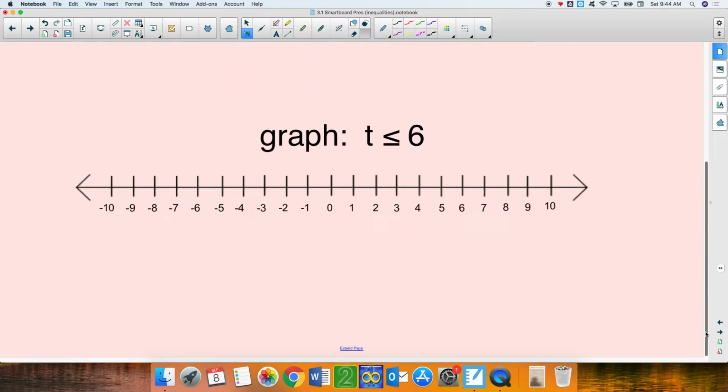The next graph, t is less than or equal to 6. I'm going to put a circle at 6. This time, it's also equal to, so I need to close in my circle. And this is a less than symbol, so for less than, I'm going to shade left. Again, I'm putting an arrow to show that it's going on and on and on.